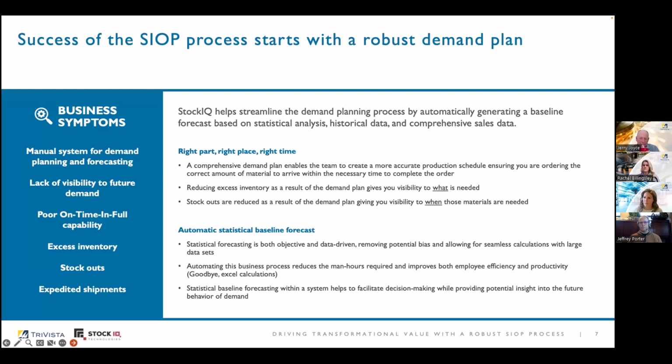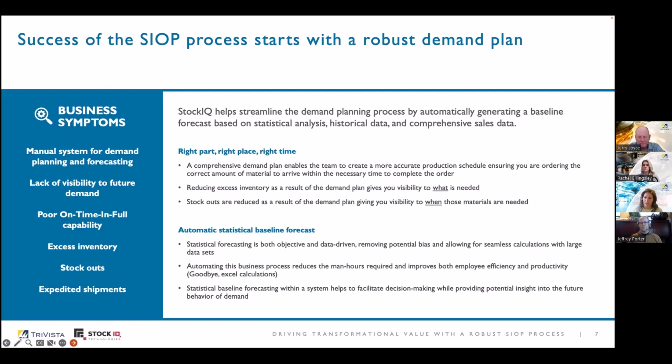First, you heard Jeffrey mention StockIQ especially ensures that you have the right part at the right place at the right time. A comprehensive demand plan allows for a more accurate production schedule, ensures you are ordering the correct amount of material, and ensures that it arrives within the necessary time. A demand plan also gives you visibility to what is needed, thus allowing for improvements in managing your inventory. And lastly, a demand plan gives you visibility to when those materials are needed.